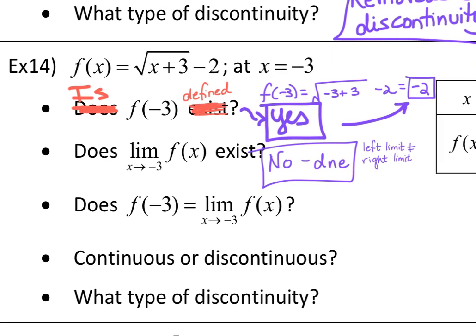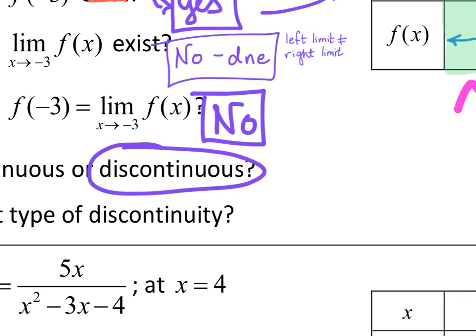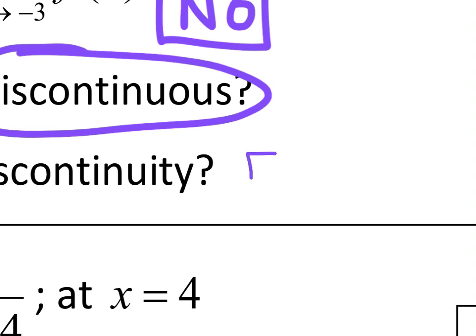And therefore, the question, does the value of the function equal the value of the limit? The answer is no there as well. It's discontinuous. And this type of discontinuity, I'm not going to put on your test, but it's the one where one side of the function just doesn't exist, or the limit doesn't exist on one side of the function, and so we're going to call this an essential discontinuity. I'm not testing you on that one.